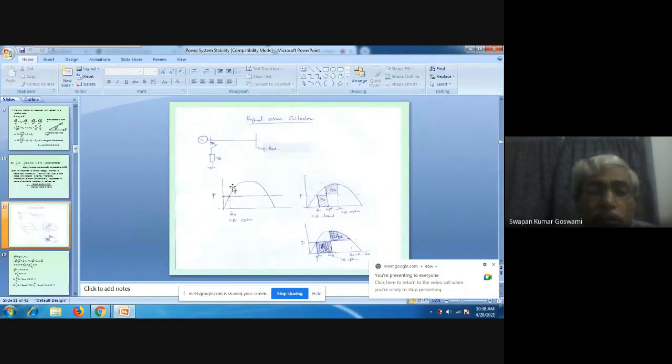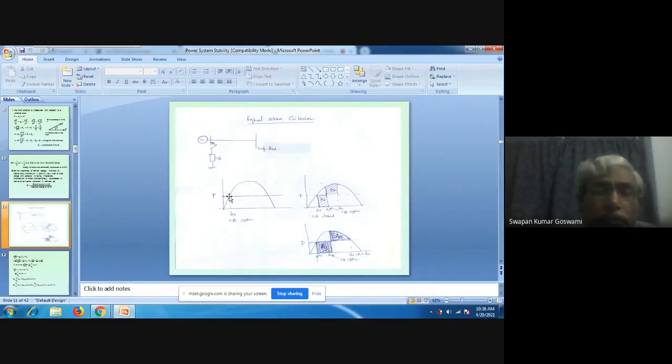So this is the power angle curve. This is the operating point because this is the input to the generator. That means this is Pi, P input, and this is Pe, P output. Obviously, the operating point will be the intersection of the input line and output curve.